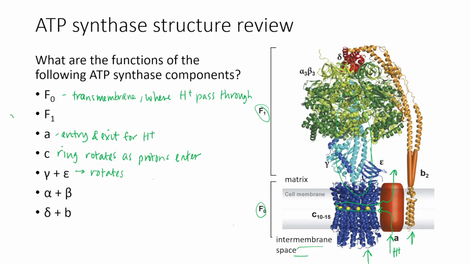So what about the F1 subunit? What is its main job? Yeah, so this part is actually making the ATP. And which side of the membrane is it located on? Yeah, the matrix side. So we just mentioned that the gamma and the epsilon subunits are attached to the C ring. So as the C ring rotates, they also rotate.